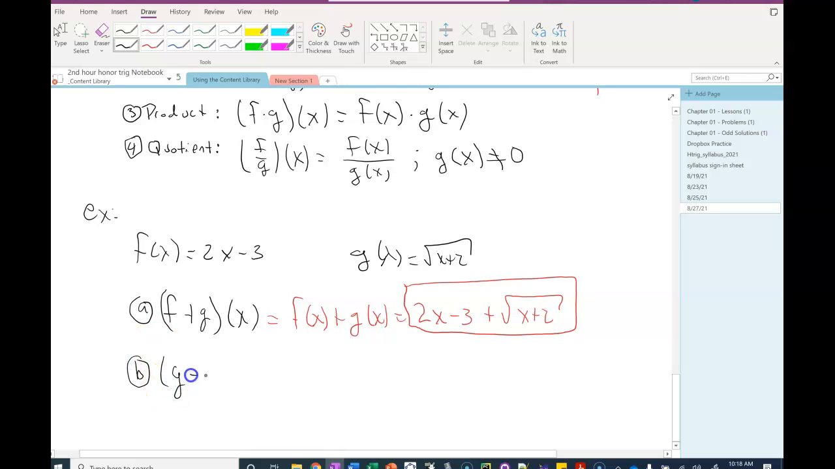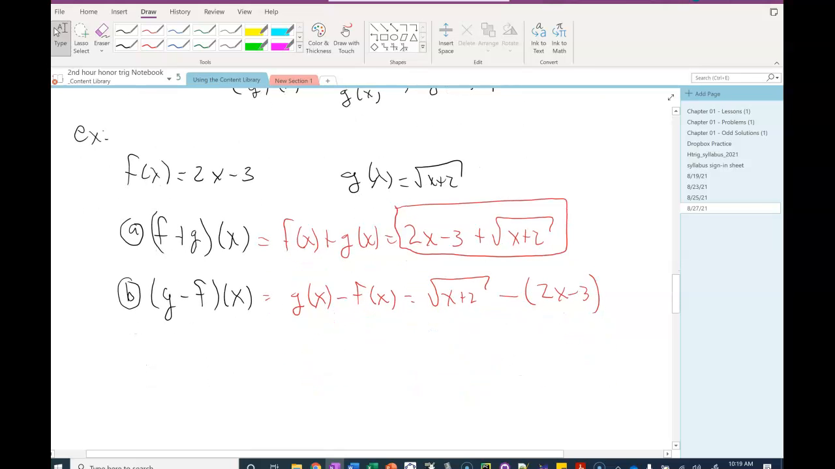So let's do g minus f of x next. So again, following our definition, that's the same thing as g of x minus f of x. So that's going to be x plus 2 minus the quantity 2x minus 3. Remember, if f of x is what we're subtracting, that subtraction has to apply to all the terms in f of x.